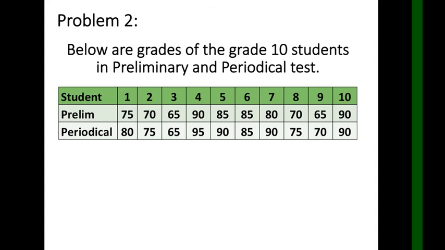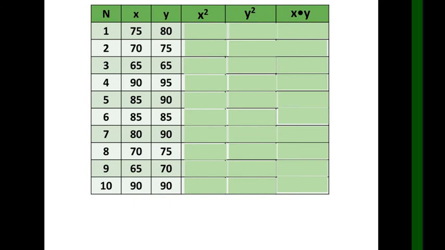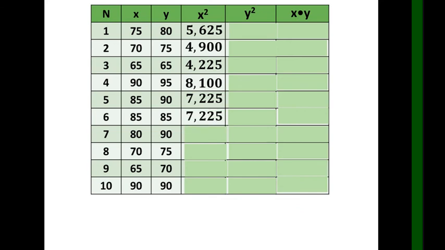So let's see. For this one, again, we will write the given in a vertical form. So we have a total of n equals 10. So for the x squared, we have 75 times 75, 70 times 70, 65 times 65, 90 times 90, 85 times 85, 85 times 85, 80 times 80, 70 times 70, 65 times 65, and 90 times 90.